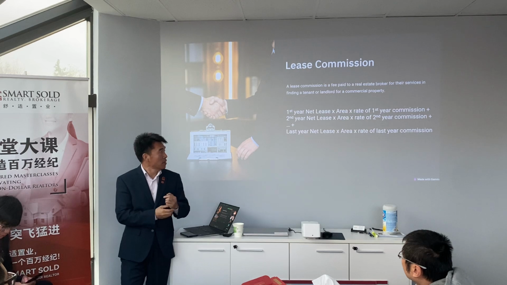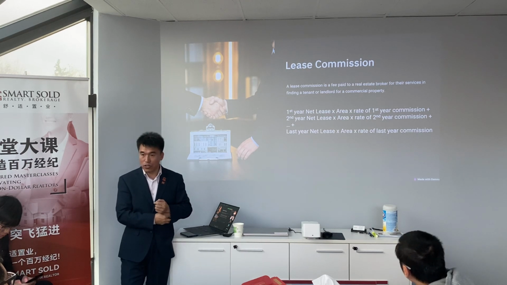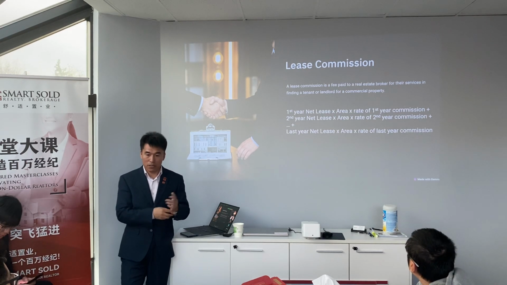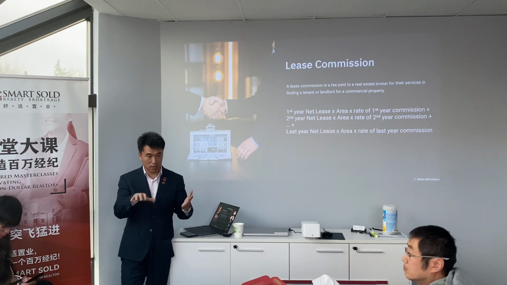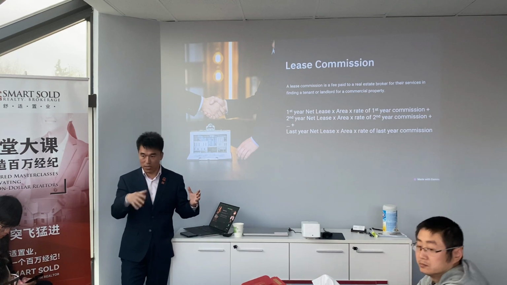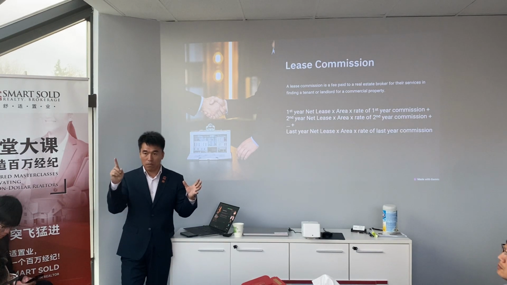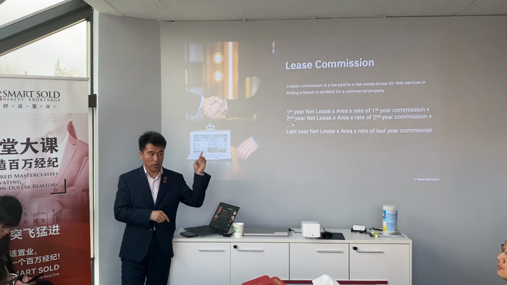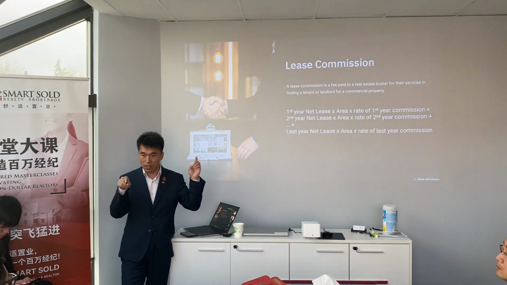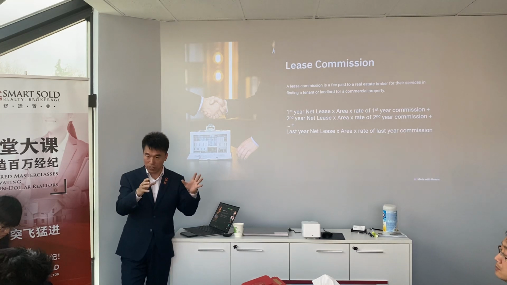That's related to here. You need to calculate for each year. The net rental, let's say 25, multiply let's say 1,000 square footage. That's the whole year rental. Multiply the first year commission rate, 4%. That's your first year commission.